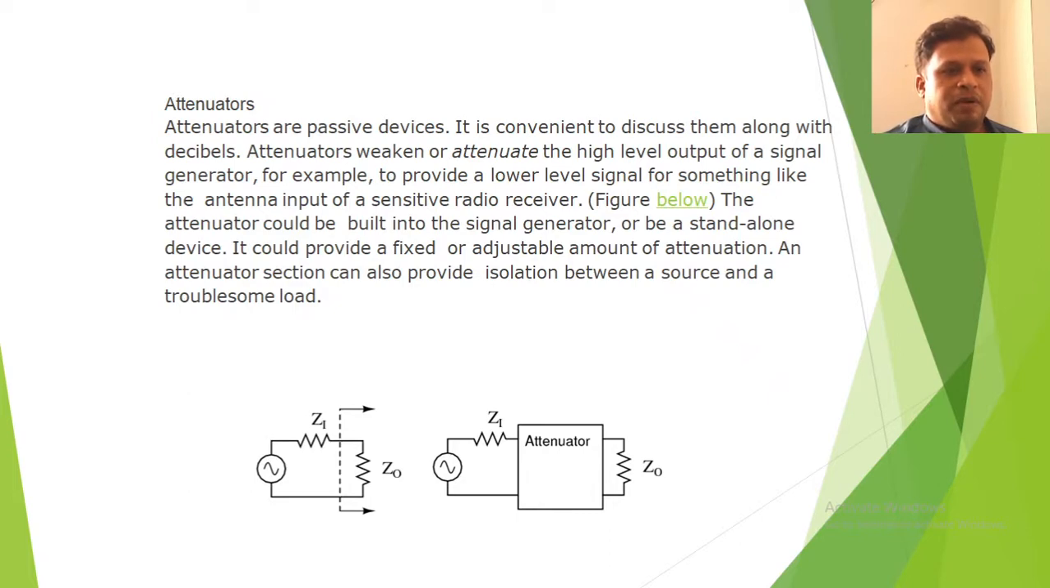For example, to provide a lower level signal for something like the antenna input of a sensitive radio receiver, the attenuator could be built into the signal generator or be a standalone device. It could provide a fixed or adjustable amount of attenuation. An attenuator section can also provide isolation between a source and a troublesome load. If you see here, the attenuator is fixed between the source and the load. The input impedance is Z1 and the output is Z0. So in between these two impedances and the source, the attenuator is fixed.